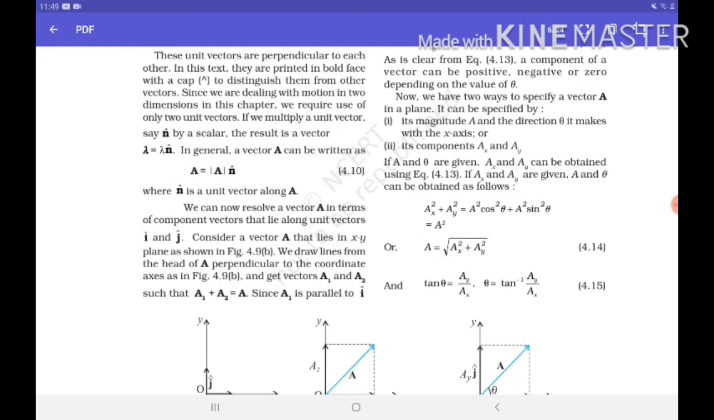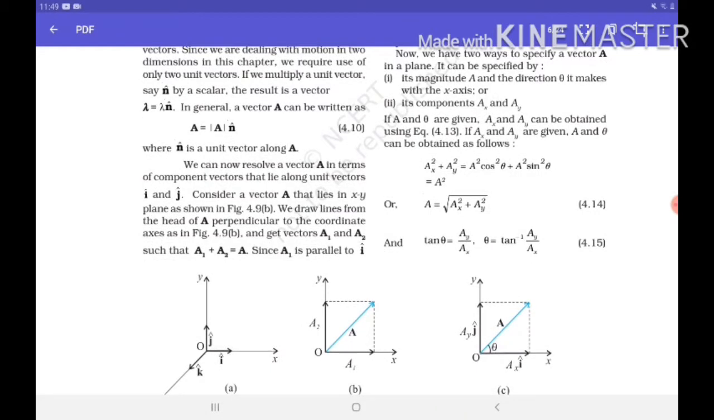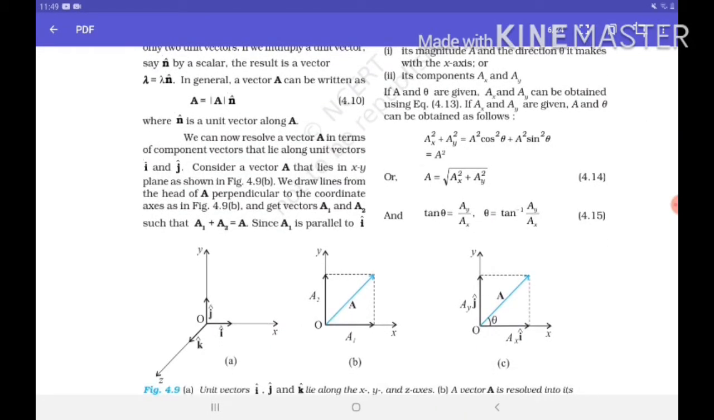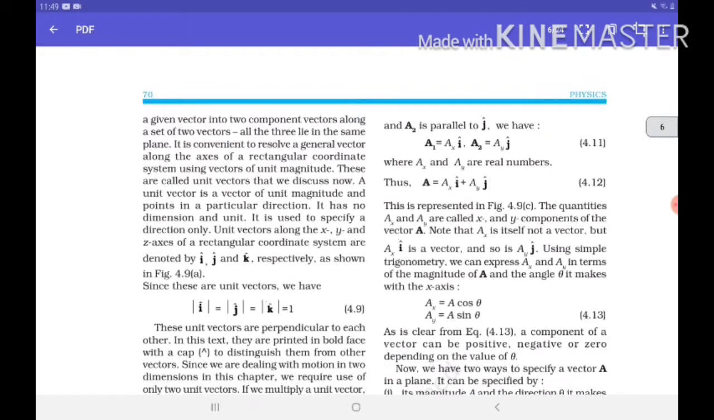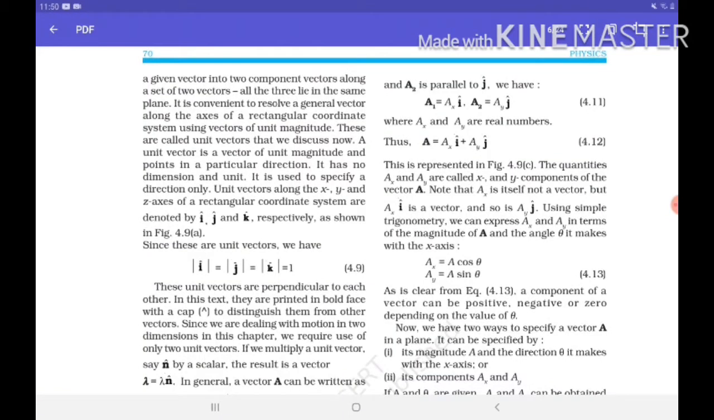We can now resolve a vector A in terms of component vectors that lie along unit vectors i cap and j cap. Consider a vector A that lies in the xy plane as shown in the figure. We draw lines from the head of A perpendicular to the coordinate axes and get vectors A1 and A2 such that A1 + A2 = A. Since A1 is parallel to i cap and A2 is parallel to j cap, we have A1 = Ax i cap and A2 = Ay j cap, where Ax and Ay are real numbers. So A = Ax i cap + Ay j cap. This is represented in figure 4.9c.